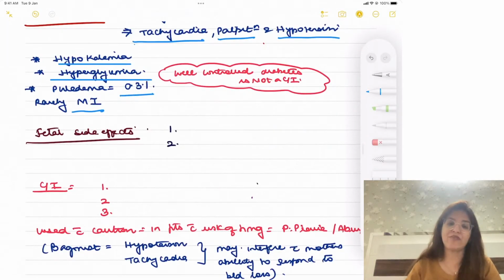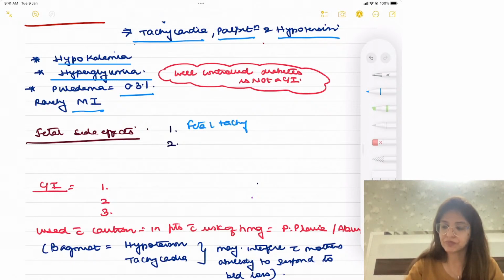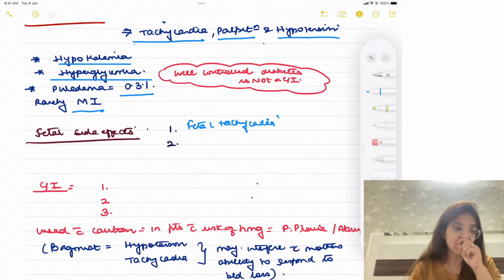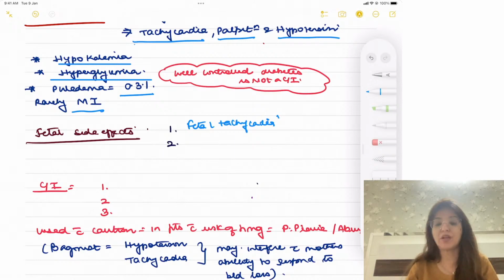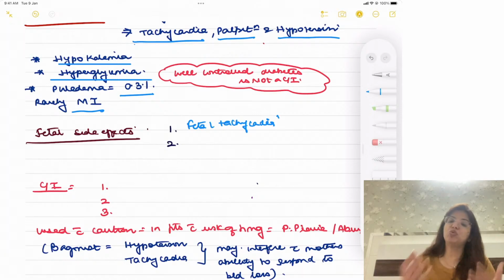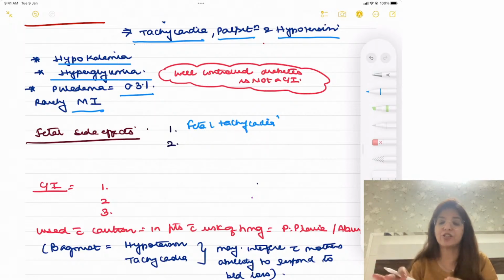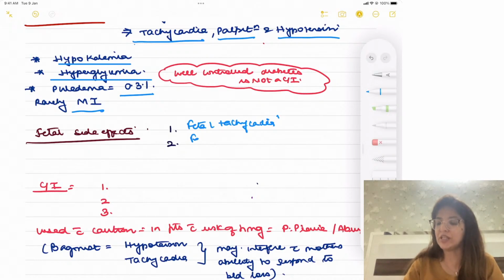Now, the fetal side effects which you may get are fetal tachycardia, right? And you may also get hypoglycemia. Why hypoglycemia? Because in the mother there will be hyperglycemia. You know that glucose is transported from the mother to the fetus. So whenever there is maternal hyperglycemia, this glucose will come to the fetus and it is going to stimulate the fetus to increase its insulin production, and ultimately it is going to lead to fetal hypoglycemia.